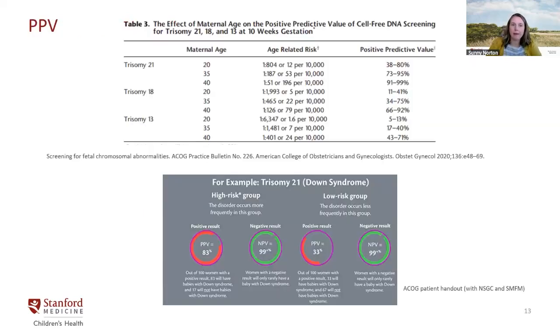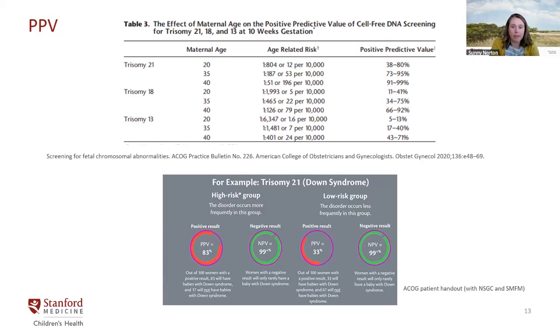So when we're thinking about the overall accuracy of cell-free DNA, since it is a screening test and not diagnostic, it's helpful to consider certain parameters, most specifically positive predictive value, or PPV, which tells us the chance that a screen positive test is a true positive result, that there is truly an affected fetus. And this table on top, which is taken from an ACOG practice bulletin, shows how maternal age, essentially disease prevalence, can affect a positive predictive value.